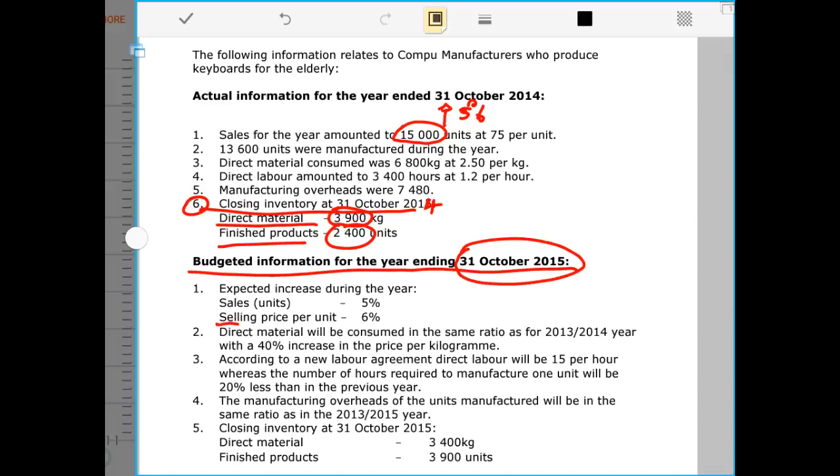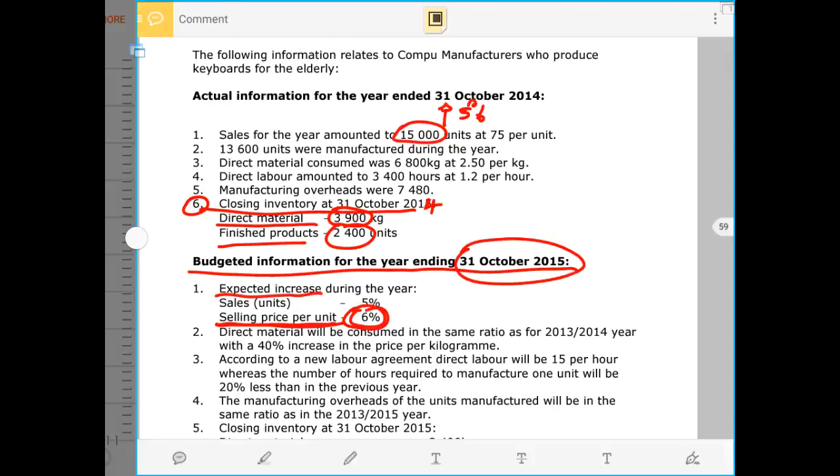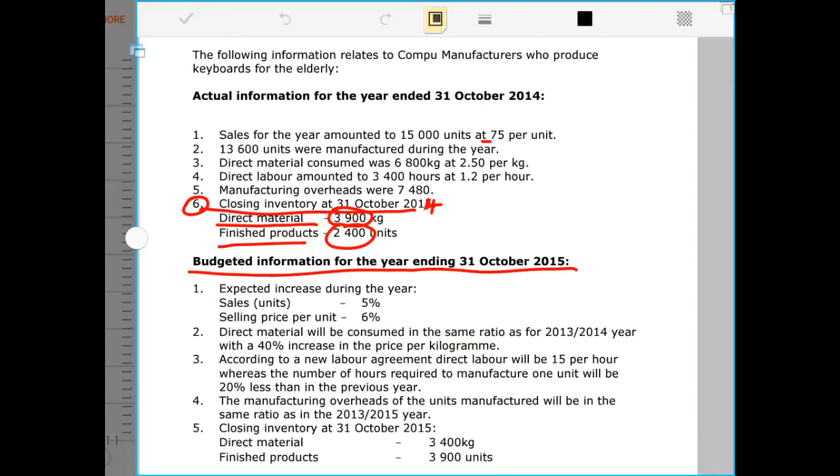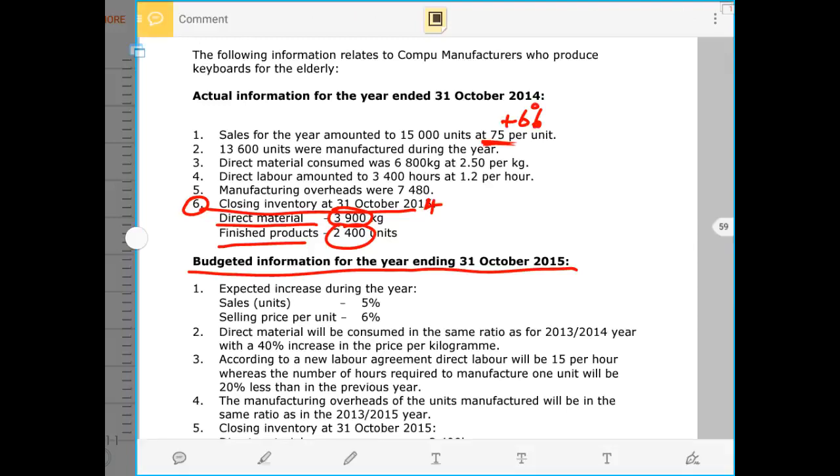And the selling price per unit is also expected to increase by 6%. Expected increase is 6% on the selling price per unit. And the last year's selling price per unit was given as 75 rand per unit. That was 75 rand per unit. So now we must also add 6% here as an increase, because in the year 2015 we expect that our selling price will increase by 6%.